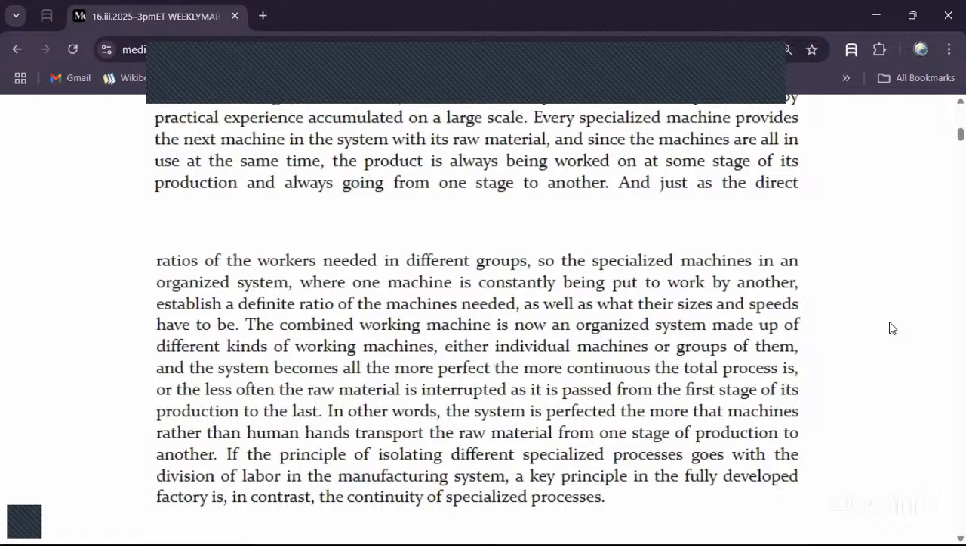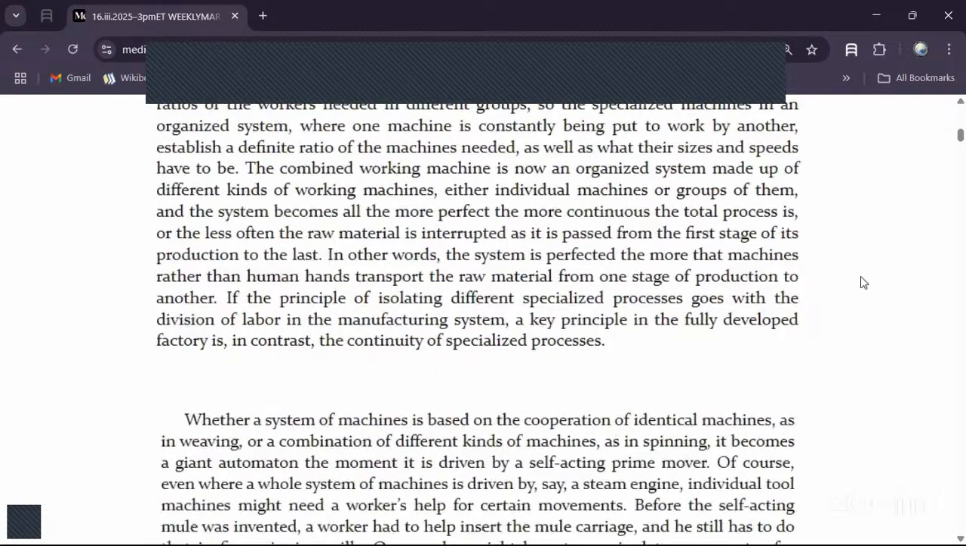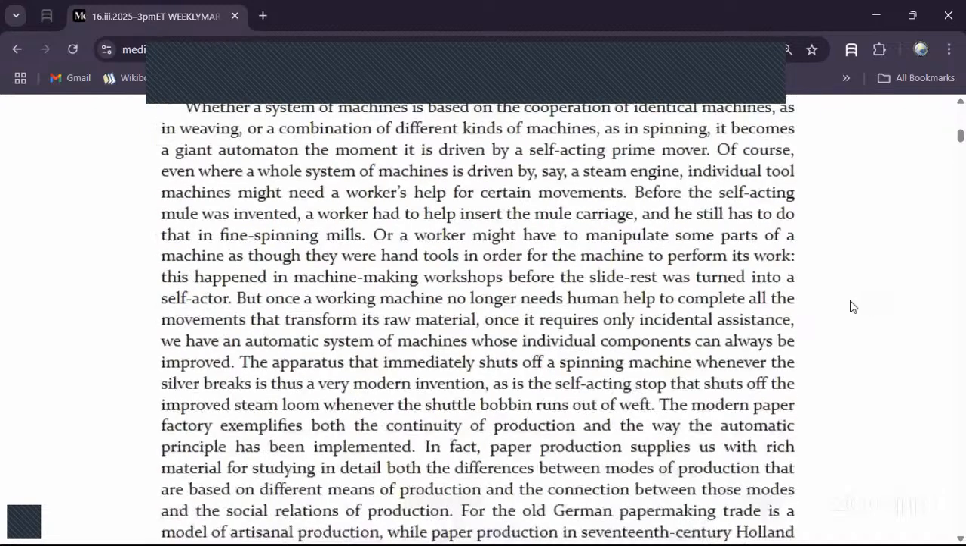If the principle of isolating different specialized processes goes with the division of labor in the manufacturing system, a key principle in the fully developed factory is, in contrast, the continuity of specialized processes. Whether a system of machines is based on the cooperation of identical machines, as in weaving, or a combination of different kinds of machines, as in spinning, it becomes a giant automaton the moment it is driven by a self-acting prime mover.